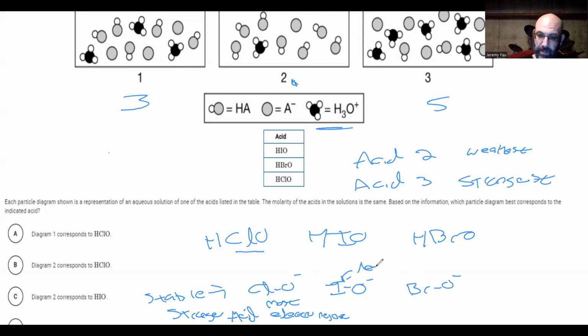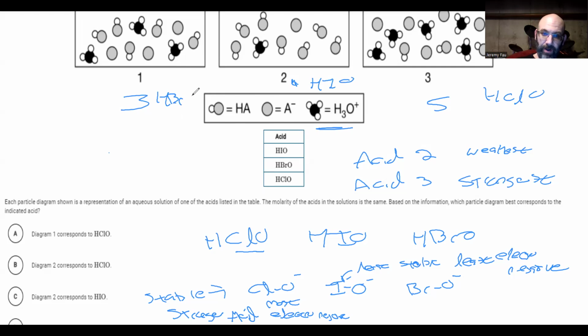All right. IO minus is the least stable. It is the least electronegative. So acid number 3, all right, this should be HClO. This one should be HIO, and this should be HBrO. And I believe the correct answer is then 2.